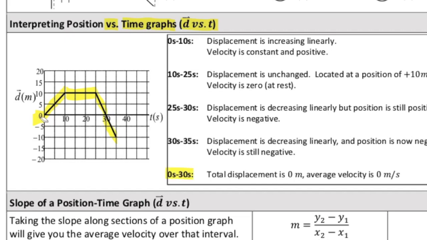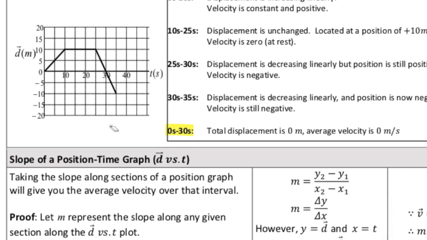If we just look at between 0 and 30 seconds, at the 0-second mark, we're at a position of 0. At the 30-second mark, we're at a position of 0. So 0 meters at the beginning, 0 meters here. So our displacement is 0 meters. It does not matter at all that we went forward then backwards. Displacement doesn't care what we did. It just cares about where we started and where we finished.